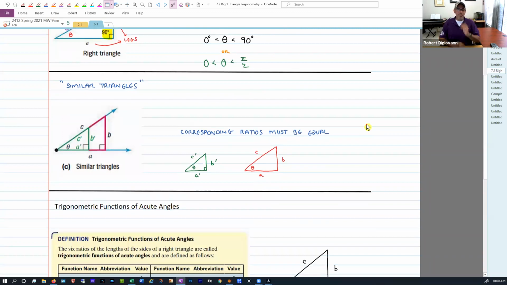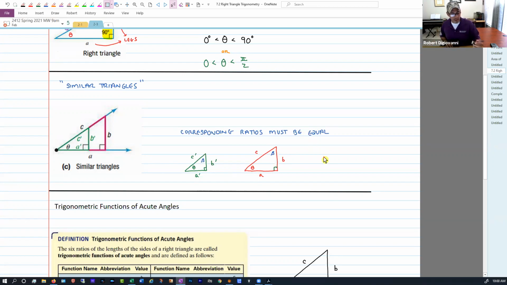Okay, now let's talk about similar triangles. So similar triangles are basically two triangles that have the same angles in them. So I drew you two triangles here. These are different sized triangles, but they have the same angles. They both have a right angle. They both have theta. So I'm telling you these angles are the same. And if those two angles are the same, then whatever this angle is up here, I'm going to call it beta. That must also be beta. These two triangles are called similar. And similar means that all corresponding ratios must be equal.